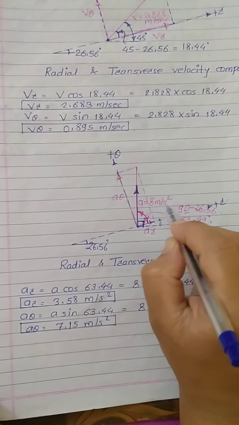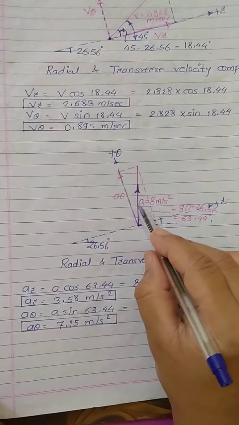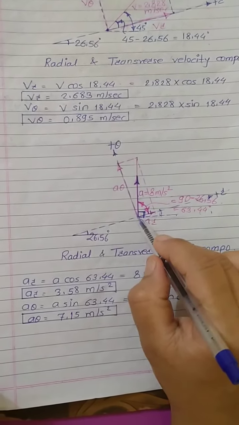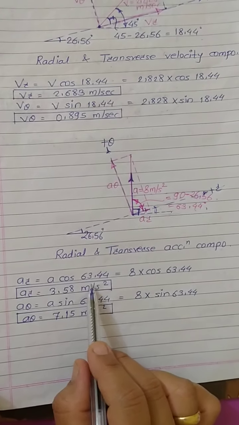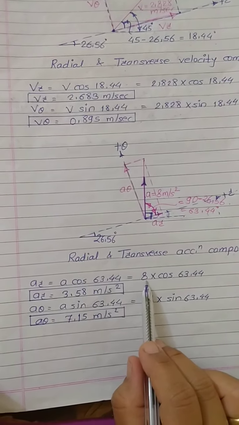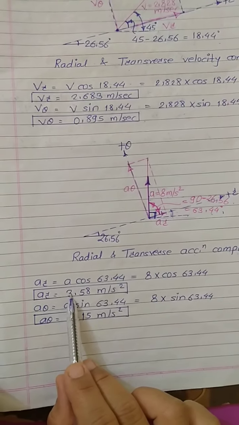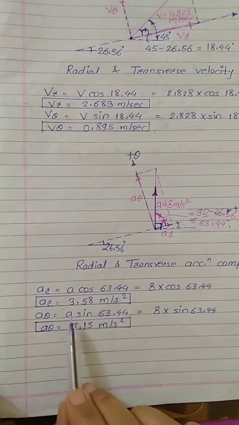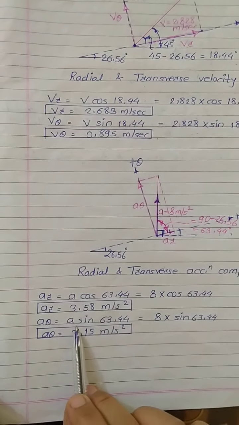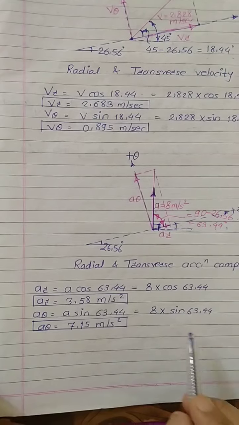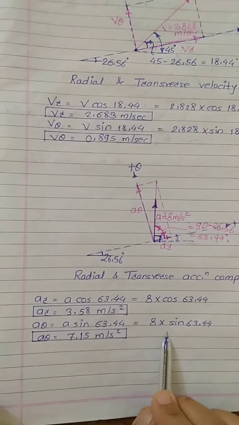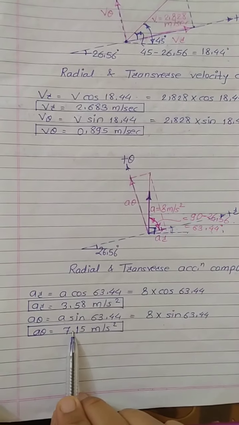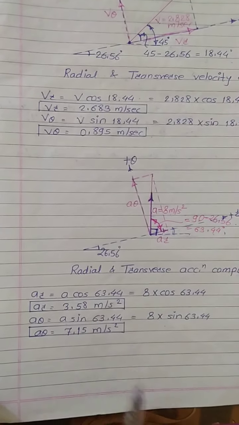Now I have to resolve this acceleration. The resultant acceleration is 8 meters per second square. So I have to find its components along the r axis and theta axis. Ar will be A cos 63.44. Substitute the value of A, so Ar comes 3.58 meter per second square. And A theta, along this transverse axis, will be A sin 63.44. If you substitute the values of acceleration and theta, you will get A theta as 7.15 meter per second square.